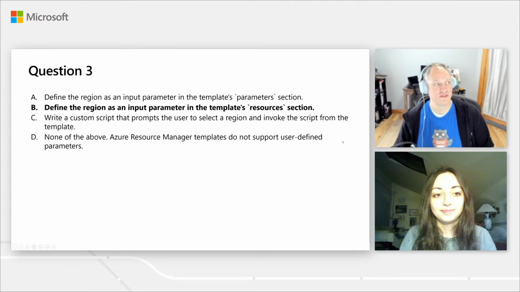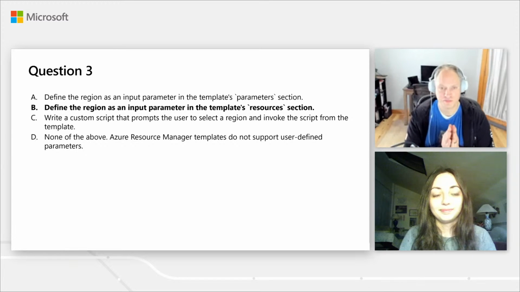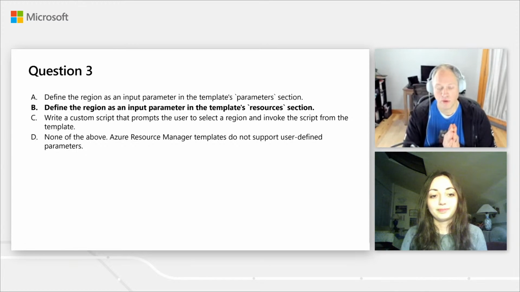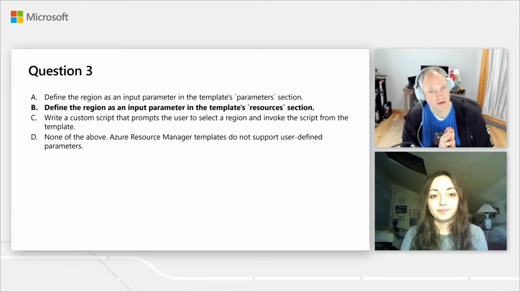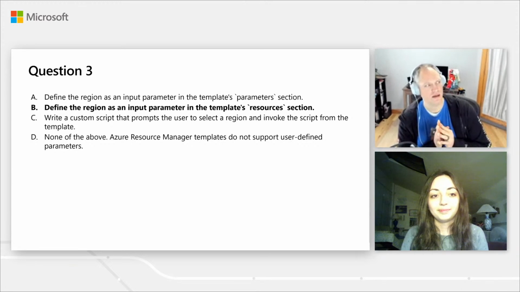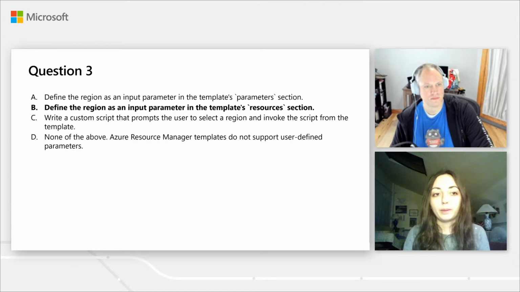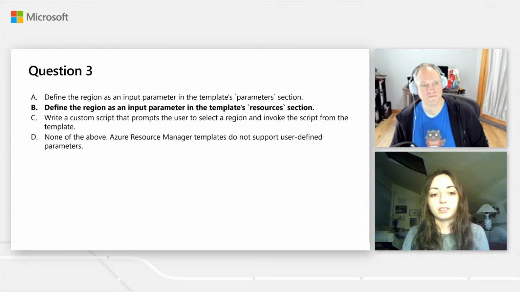So let's take a look at our answers. Now, we'll give folks a chance to answer in the chat too, and then we'll check in on them. But Foteini, what do you think about B, where we define the region as an input parameter in the template's resources section? A resources section is used to define the Azure resources that the template will create or update. So I don't think this is the correct way to define it; it belongs in parameters.